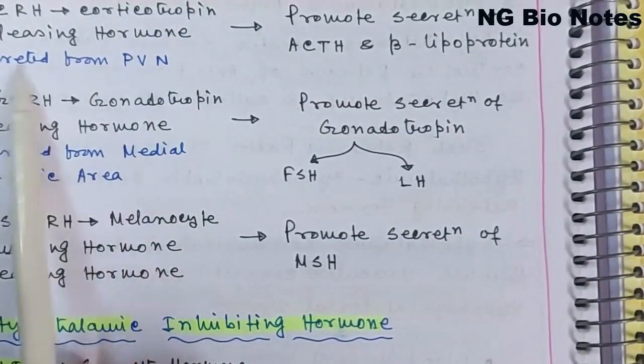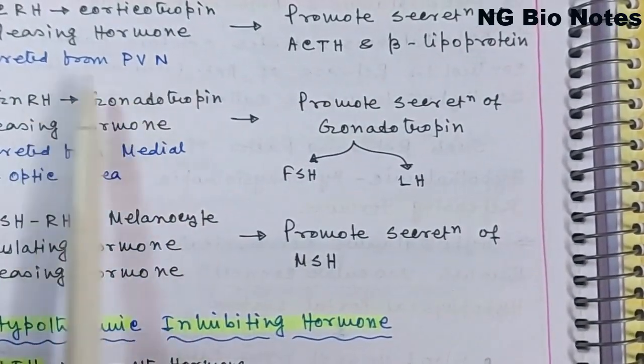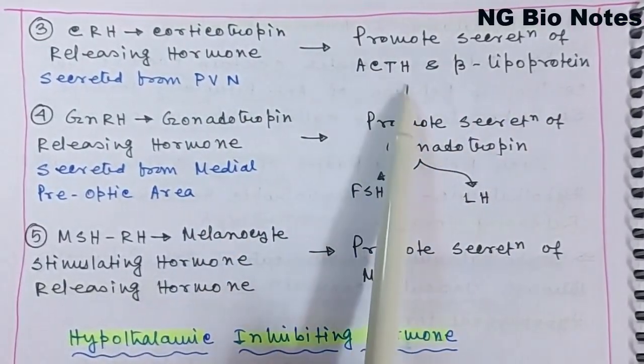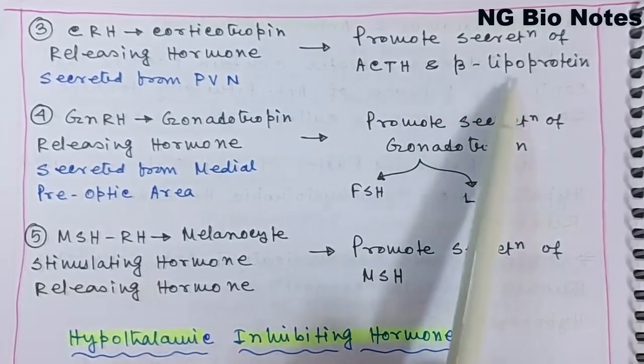The next type of releasing hormone is corticotropin releasing hormone, which is secreted from the paraventricular nucleus, and this promotes secretion of ACTH, or adrenocorticotropic hormone, and beta lipoprotein.